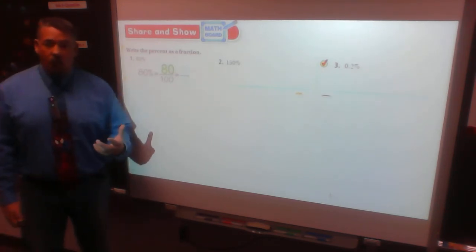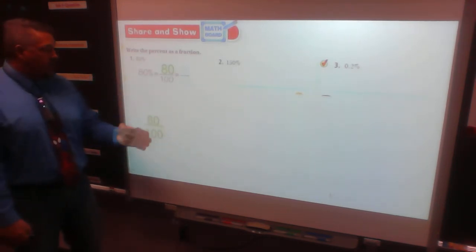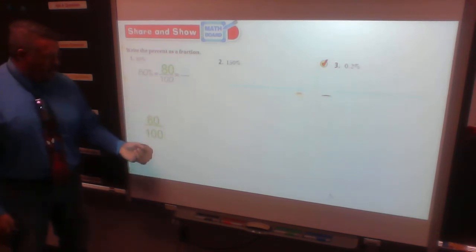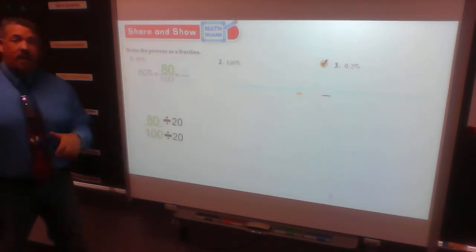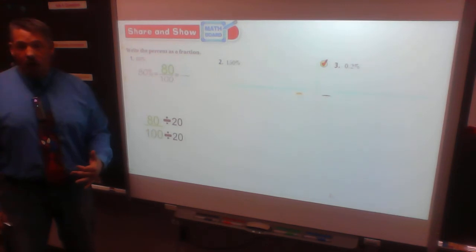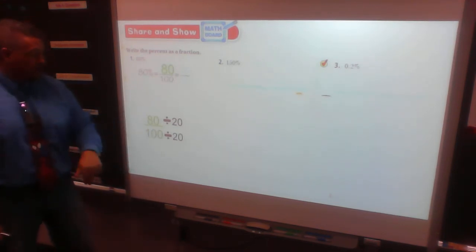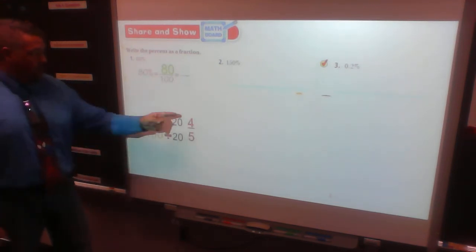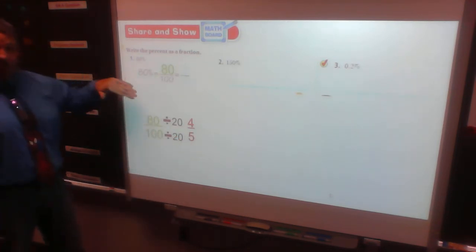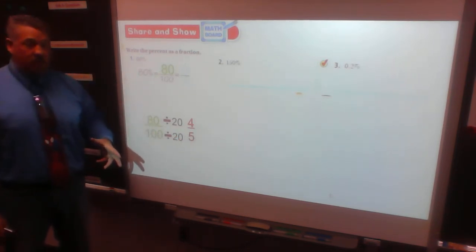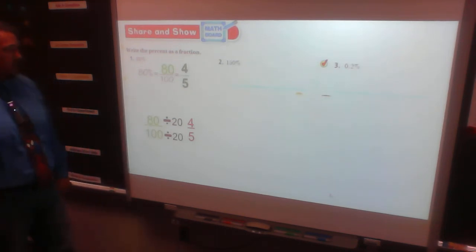But if you want to do it in 1 step, then you have to look at it and realize that my greatest common factor between 80 and 100 is 20. Then I can reduce numerator and denominator, remember reducing happens in both places, by 20 to give you 4/5. So 80% is the same thing as the fraction 4/5.